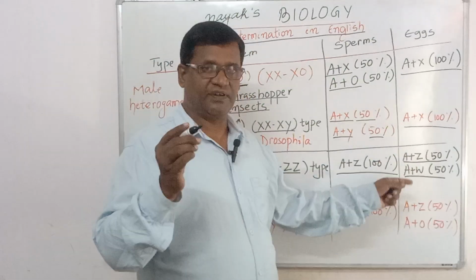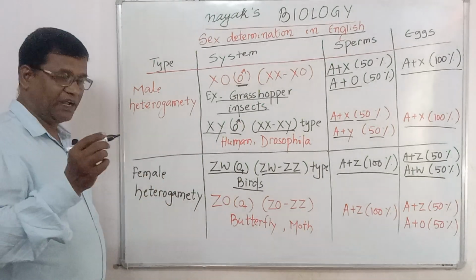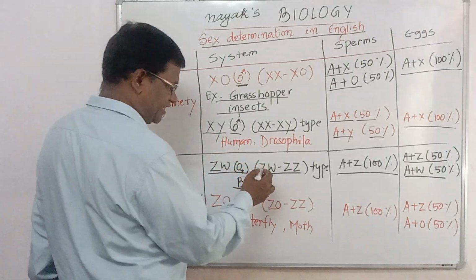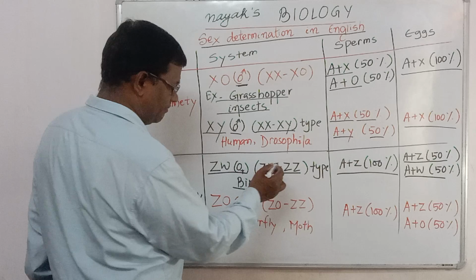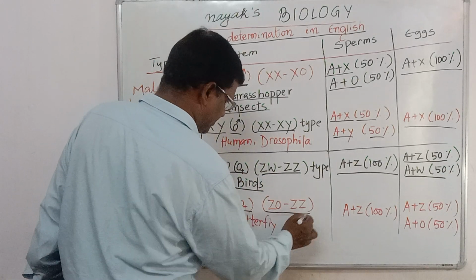A is represented for the autosomes. Now it is seen in birds. That means birds have ZW, ZZ type of sex determination. ZW represents the female, ZZ represents the male. Then the type is ZO, ZZ.